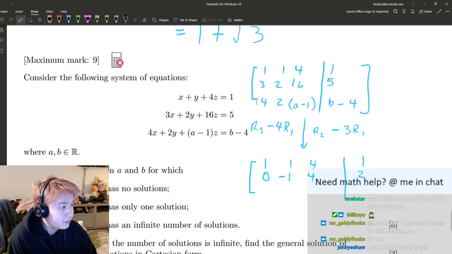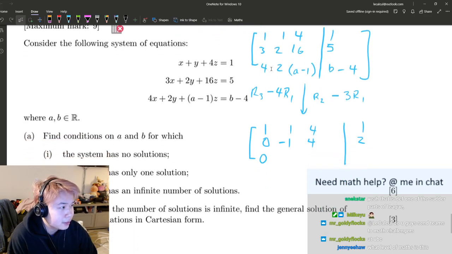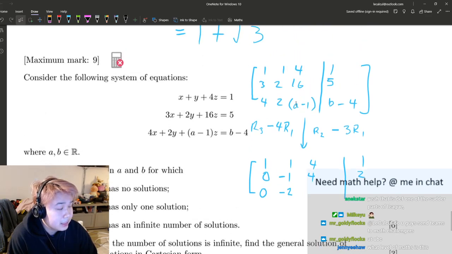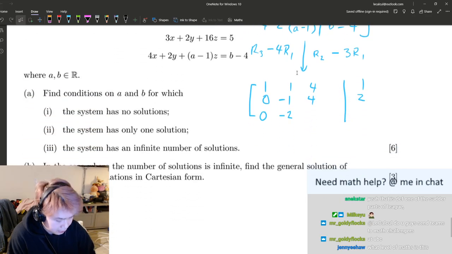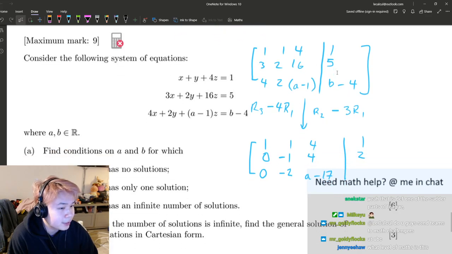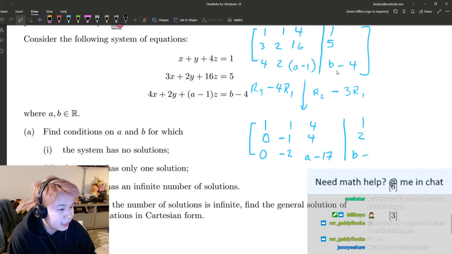And then I have 4 minus 4, so this has got to be 0. I have 2 minus 4, which is negative 2. And then I have A minus 1 minus 16, so this is A minus 17. And then I have B minus 4 minus 4, so B minus 8.